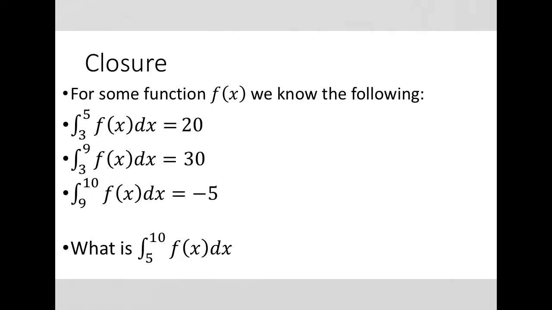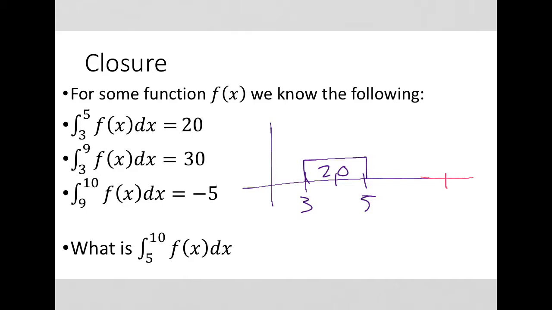We have some function f of x. We don't know what it looks like, we don't know what the equation is, but we do know these following definite integrals. We know, might help you to draw here, we know that from 3 to 5, the positive area is 20. But we also know that from 3 to 9, we know that that total area there is 30, which means from 5, integral from 5 to 9, that green area right there has to be 10. 30 minus that 20, so we know that integral is 10.